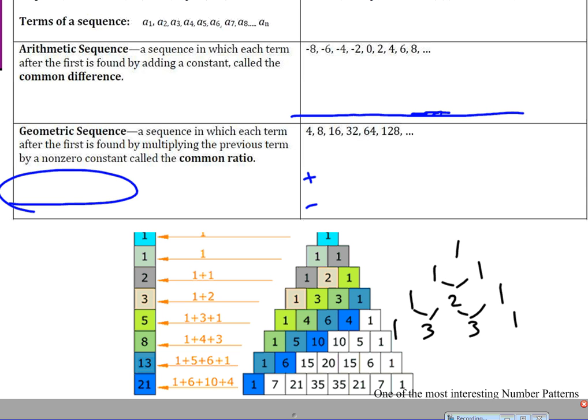It just follows that pattern, and that comes into play a lot in probability, and it comes into play a lot when we end up expanding a binomial. So keep that in mind, that you should recognize that and be able to build that.